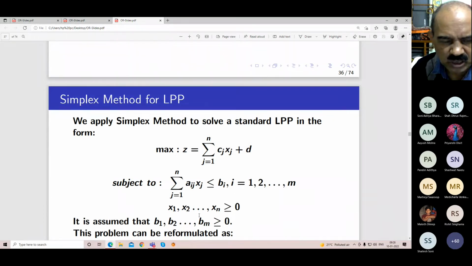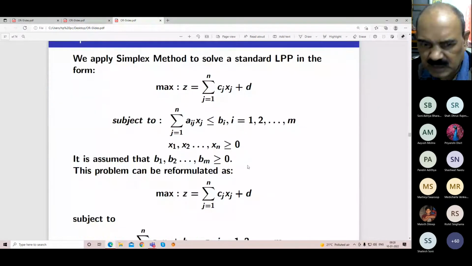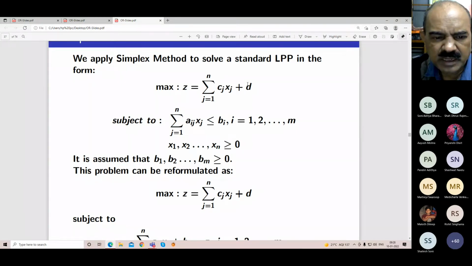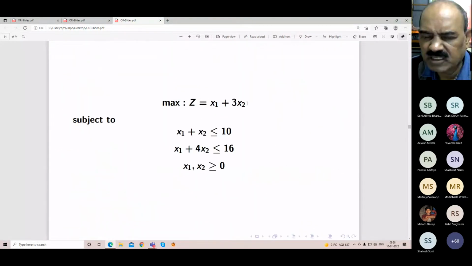So in the simplex method, we would like to maximize an objective function z, summation over j varies from 1 to n of cj xj, plus d. This d is a constant. I can simply drop it, I can say it is 0, because we would like to maximize. So in this problem, d is not there.